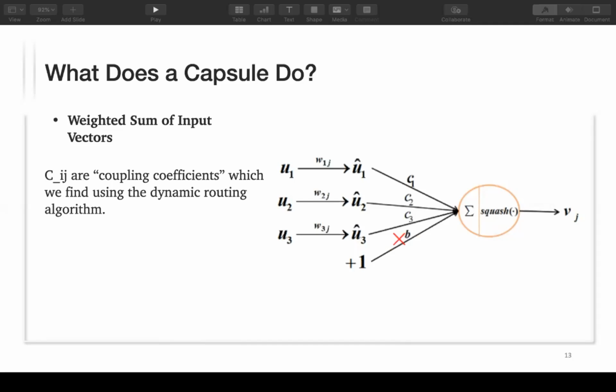Cij are the coupling coefficients. So is anyone familiar with the dynamic routing here? Are you familiar with that?